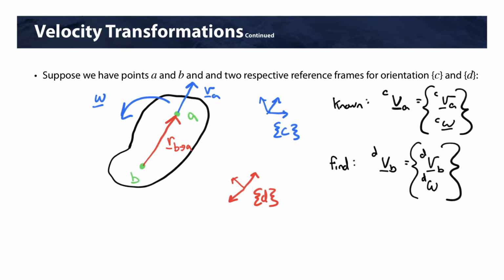All right. So our angular velocity, let's deal with that first because it's simpler. The angular velocity of D is just simply going to be the rotation matrix describing frame C with respect to frame D's orientation times omega C.